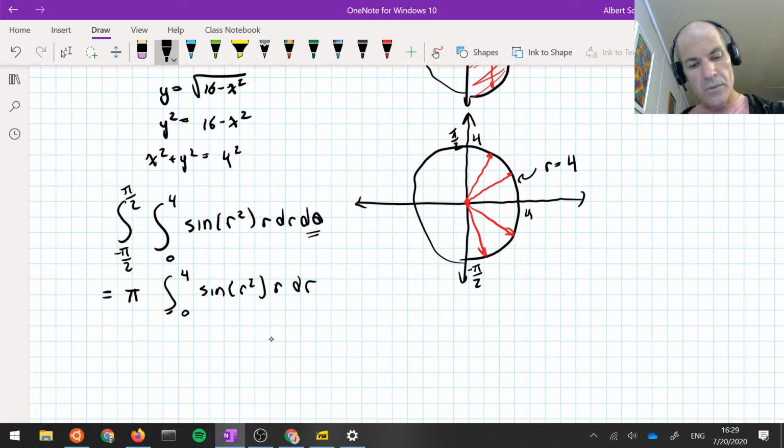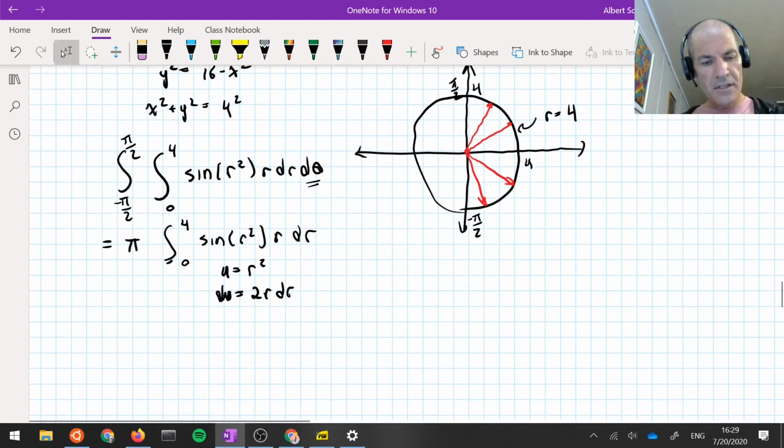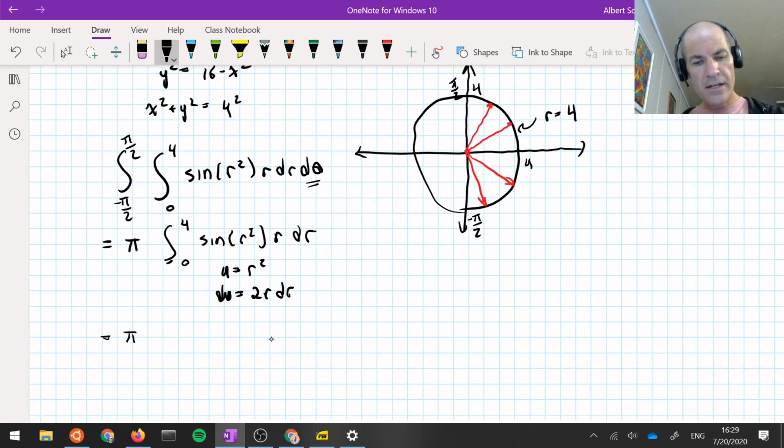Okay, we can do a u substitution here. u is equal to r squared. du is equal to 2r dr. We can transform this integral, pi. Let's see, r dr is 1/2 sine of u du. And when r is 0, what's u? 0. When r is 4, what's u? It's 16.